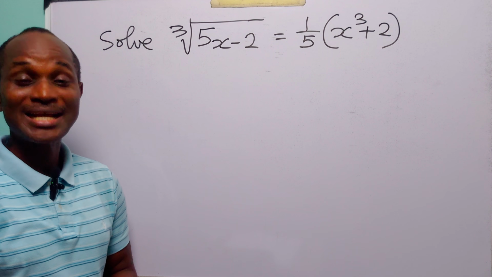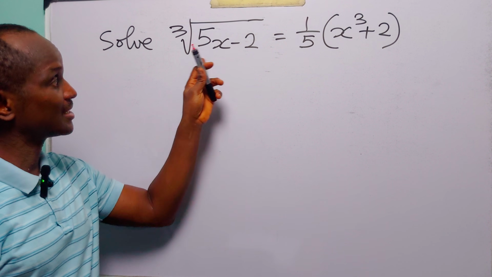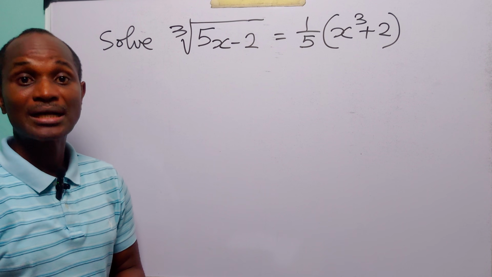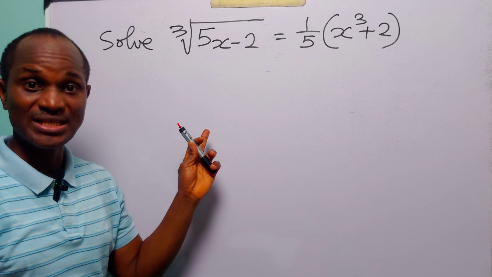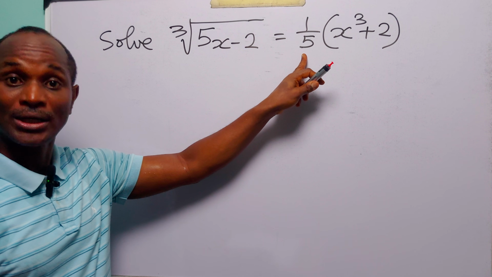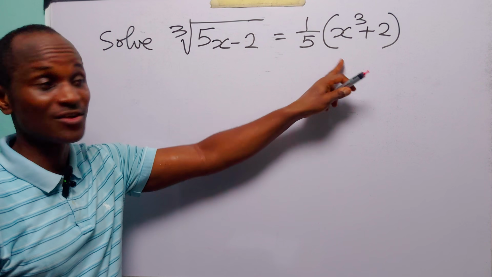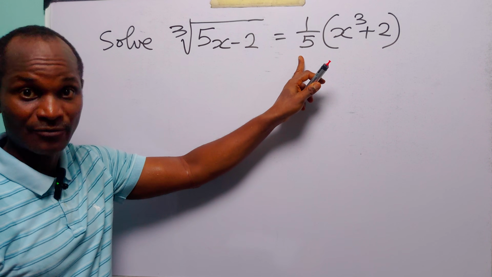Hello and welcome. In this math tutorial, our task is to find all the real values of x that satisfy this equation. Now, there's a very simple way of solving this problem. We are going to start by getting rid of this fraction on the right hand side. And of course, to do that, we multiply both sides of this equation by 5.